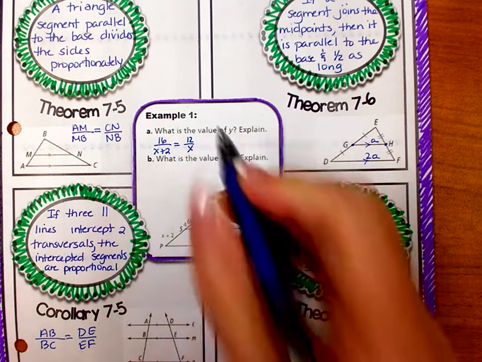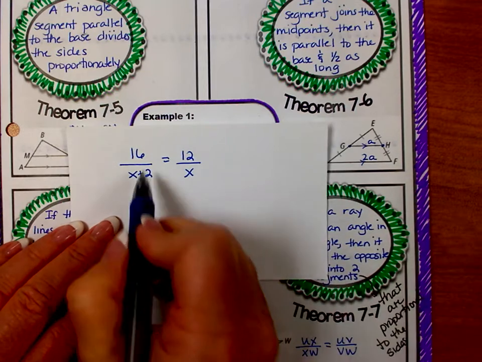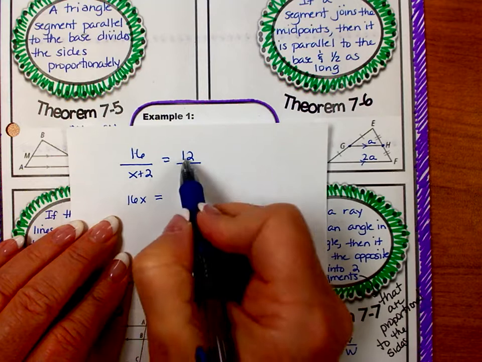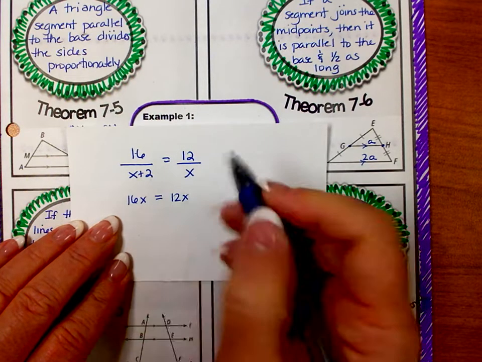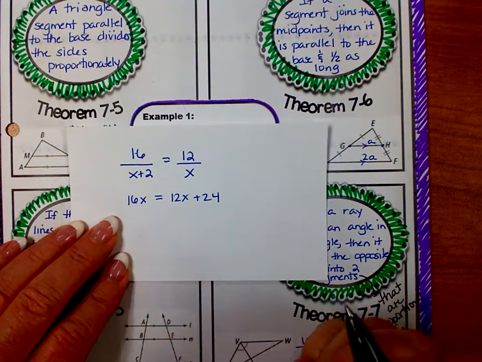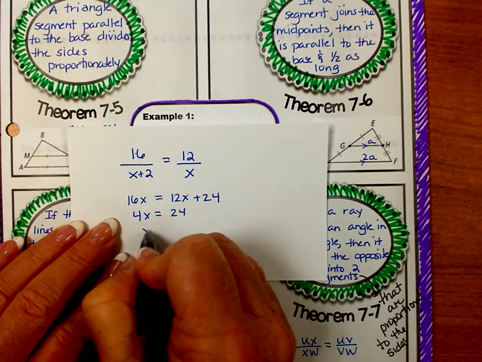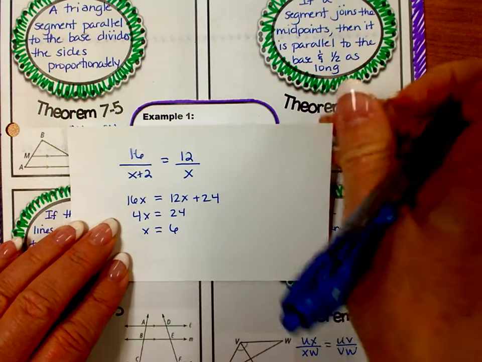Okay, let's take a look at that. If we solve that, we're going to cross multiply and say 16x is equal to 12 times x, which is 12x, plus 12 times 2, which is 24. And then we can subtract 12x from both sides. We'll have 4x is equal to 24, so x is equal to 6.